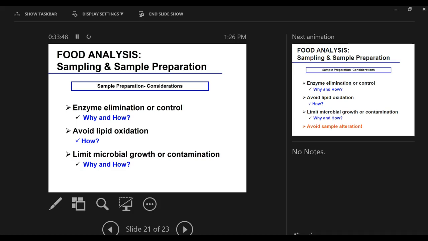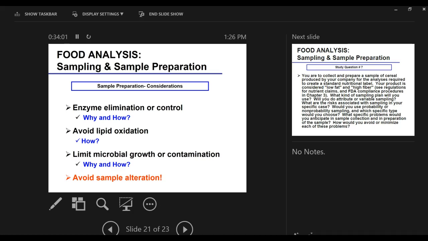Yeah, you can control pH level. Another thing I was looking for is that you can add chemical preservatives to prevent the growth of microorganisms. So, any measure you want, to avoid alteration of your sample.